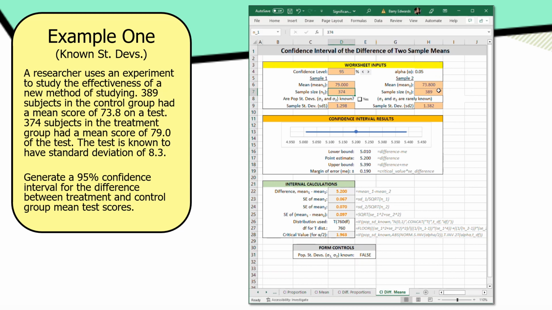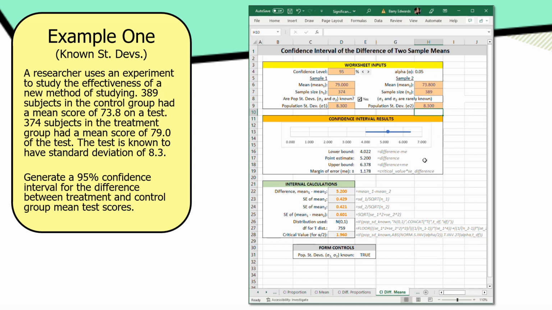Are the population standard deviations known? It's rarely known, but here's the exception to the general rule. I'm going to click yes, because the problem says the test is known to have a standard deviation of 8.3. So the population standard deviation in sample group 1 is 8.3, as the problem tells me that, and in the control group it's the same, 8.3.